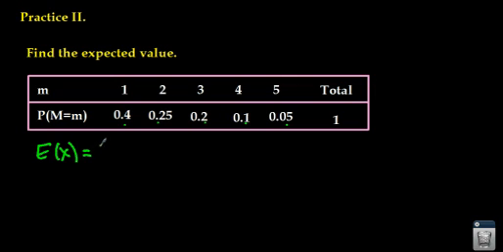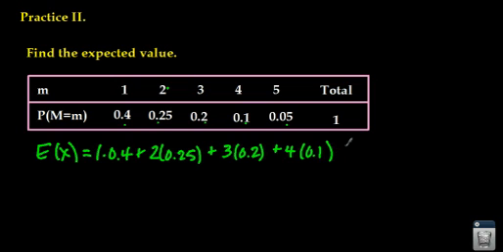All right, so here we go. We say 1 times its probability plus our next x value, or in this case m value, 2 times its probability plus 3 times its probability, and so on until we've included all of our possible outcomes and associated probabilities. And this total of 1 is just making sure that our probabilities are valid, because if we don't add to 1, we can't really do any of this.